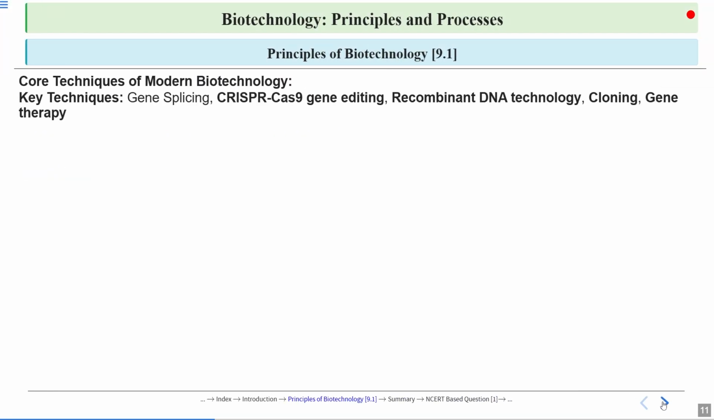Now, in this core techniques of modern biotechnology, what are the key techniques? So there are some key techniques in modern biotechnology. First is gene splicing. As you have already gone through the molecular inheritance chapter, you know that the central dogma works like this: DNA is transcribed into mRNA, and then mRNA is translated into protein, and this protein is responsible for all the functions of the body.